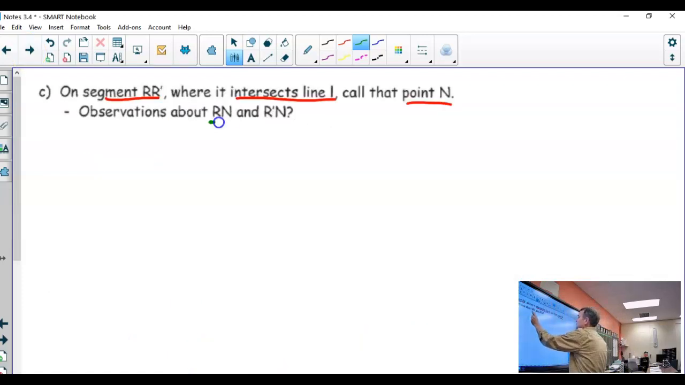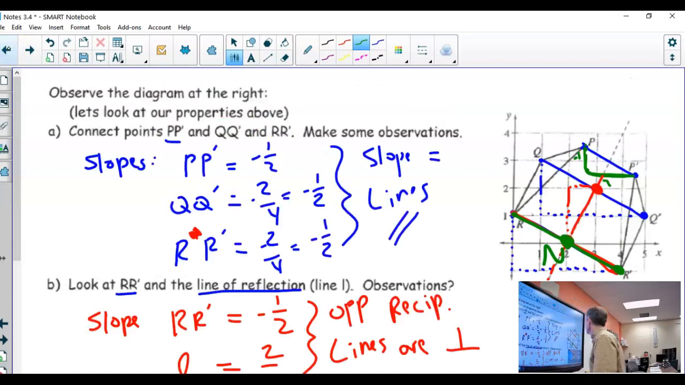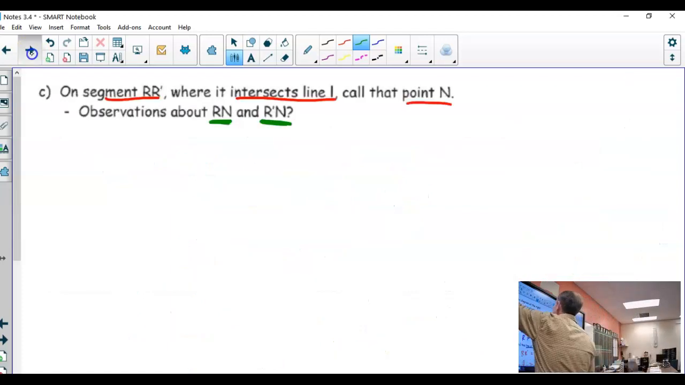And I want to make observations about RN and R prime N. I'm not really going to do this, but I want to show you. They want me to prove that this length is equal to this length. And so to do that, I would do the same thing I did in the first problem we did. I would set up the Pythagorean theorem and prove that those two lengths, based on the Pythagorean theorem, have to be the same. And I don't think I need to do that. I think we're okay. I do want to point out one thing, and we'll be done.